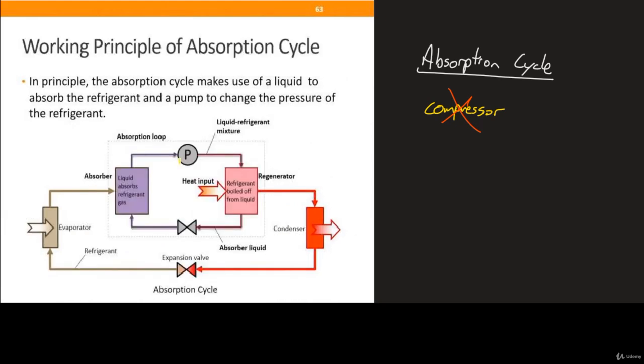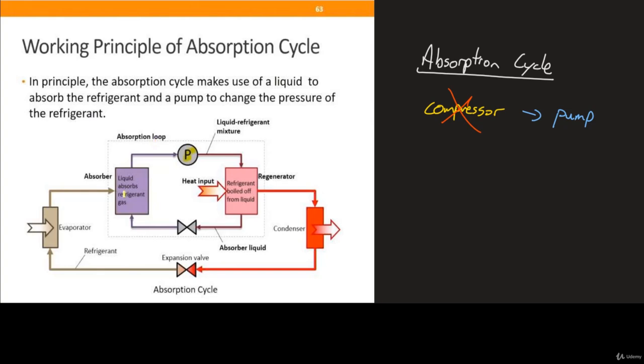So they use this method to substitute the compressor. They use one additional cycle within this part, the compressing part. This cycle basically does not use any electrical power. If you notice, the only electrical power it uses is for the pump. This P represents the pump. What the pump does is circulate this refrigerant around.